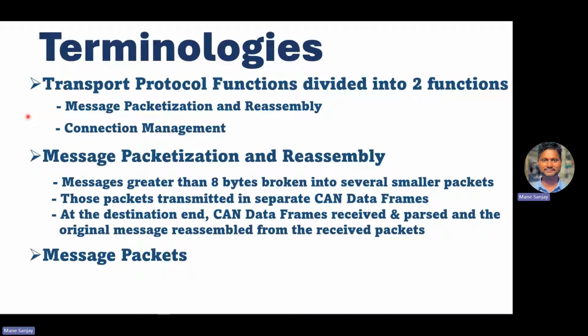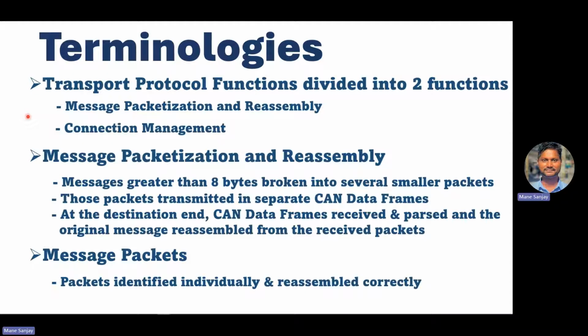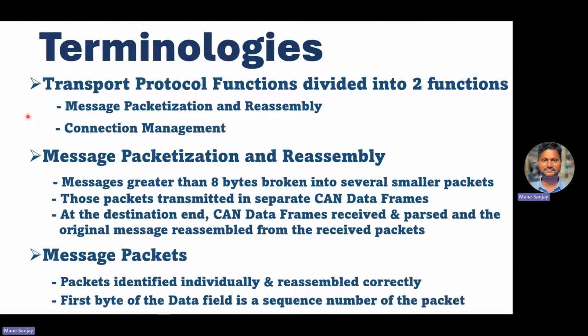Now, message packets. Packets are identified individually and reassembled correctly. This is done by both the transmitter and the receiver, that is, the transmit node and the receiver node. Both come into the picture and play a role. The first byte of the data field is always the sequence number of the packet, and the next seven are the data, and that comes under the TP.DT.